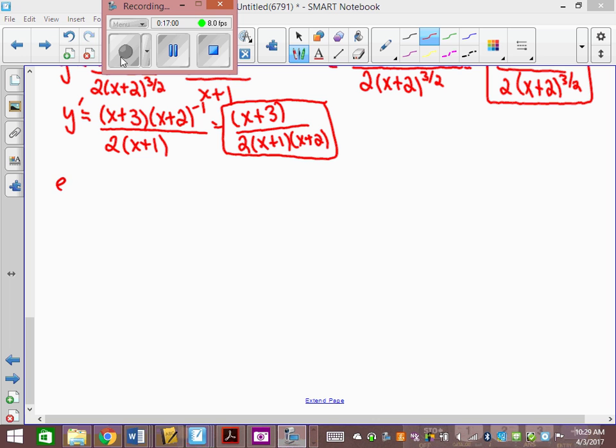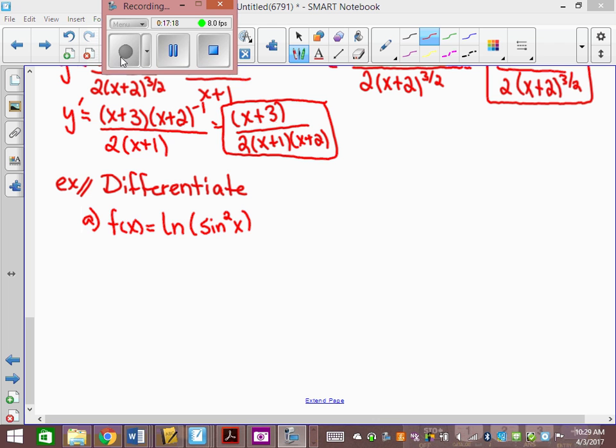Try this one. It's going to be differentiate. And then there's going to be parts to it. I just want you to differentiate all of them. So a, f of x equals ln sine squared x. A little harder because you actually have a chain rule inside the ln.